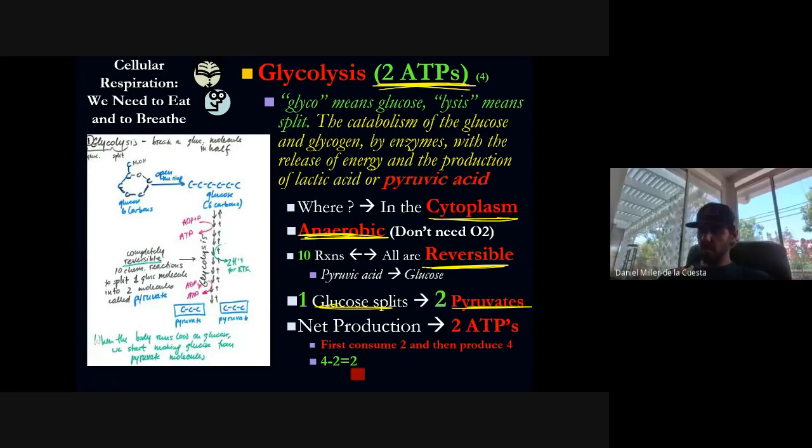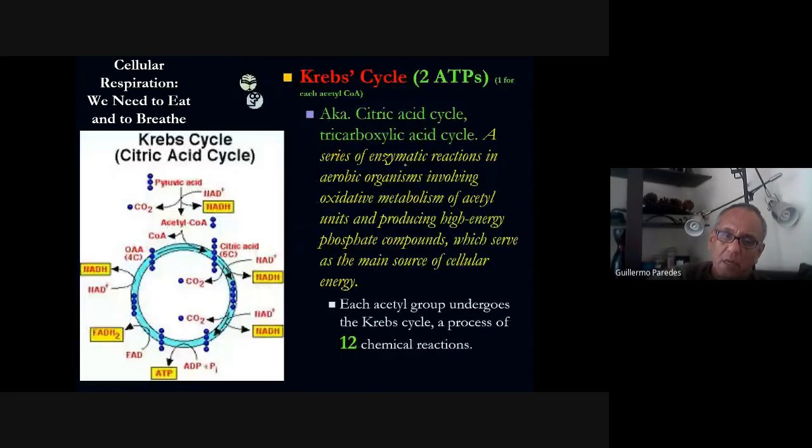All right, so the Krebs cycle is going to use two ATPs. It's called the citric acid or the tricarboxylic acid cycle, either way. If you see here in this graphic, we have the pyruvic acid that we already talked about, the end of the glycolysis. So glycolysis starts with the glucose and ends in the pyruvic acid, period.